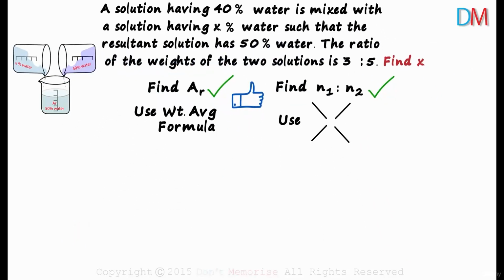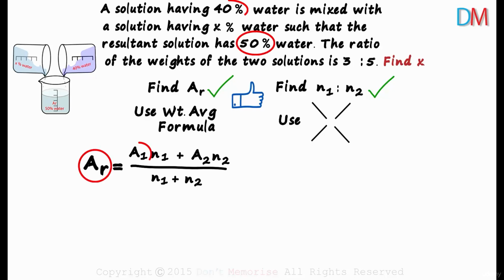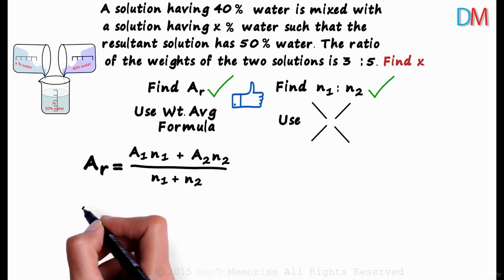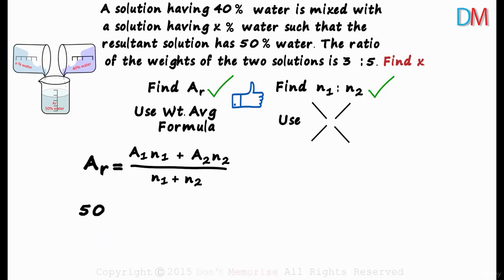The weighted average formula tells us that the resultant average is equal to A1N1 plus A2N2 divided by N1 plus N2. As AR, A1 and A2 are all given in percentage terms with respect to water, we can substitute those three values here. The resultant solution has 50% water, and we substitute the rest of the values to get this: 40% water and X% water. The ratio is 3 to 5.